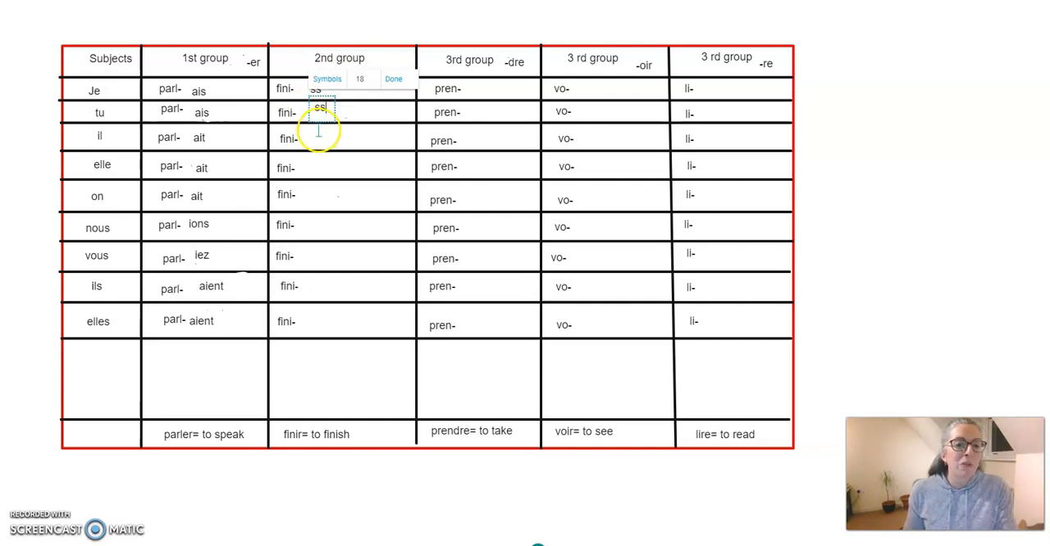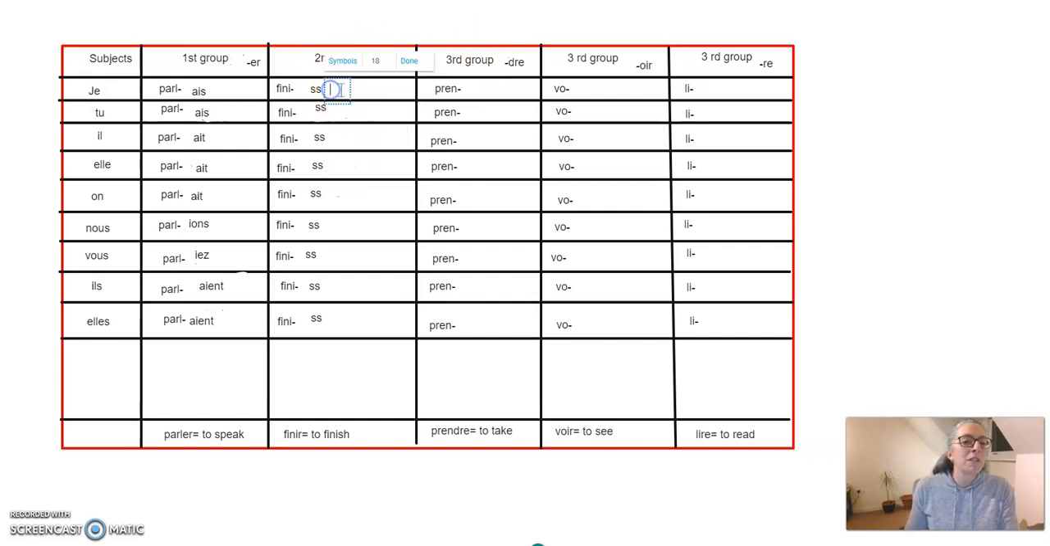So for every person, you will add a double S, as simple as it gets for now. So each person will have a double S added at the end of fini. So the only thing that you are doing is to remove the R, isn't it? So let's have a look at this, which is ending in IR.